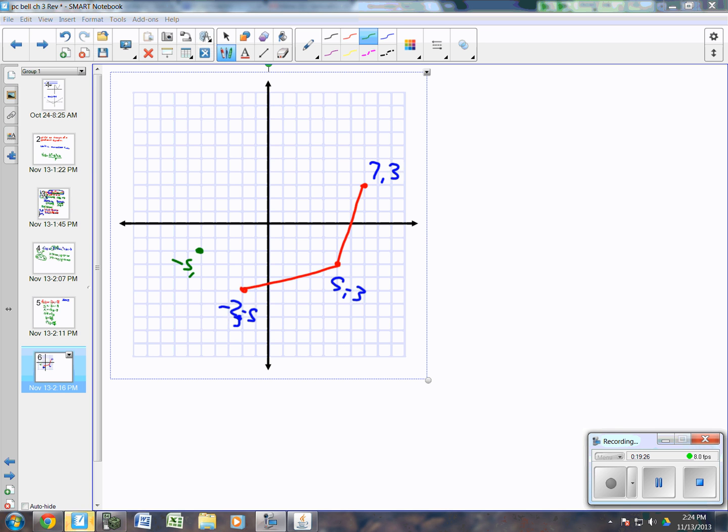Okay? Negative 5, negative 2. Instead of going 5, negative 3, you go to negative 3, 1, 2, 3, positive 5, 1, 2, 3, 4, 5. So negative 3 comma 5. And instead of going to 7 comma 3, you go to 3 comma 7. 1, 2, 3, 1, 2, 3, 4, 5, 6, 7. And so that is the inverse. Don't forget that the inverse is a reflection over the line y equals x. It's symmetrical over that line. Do we understand that? Think you can do one like that on the test?